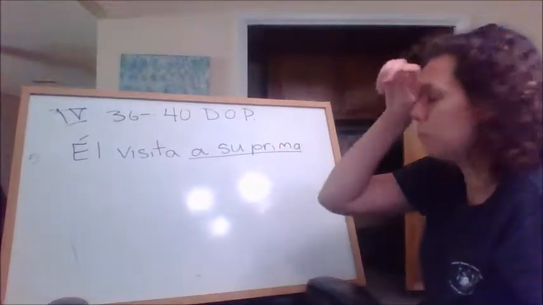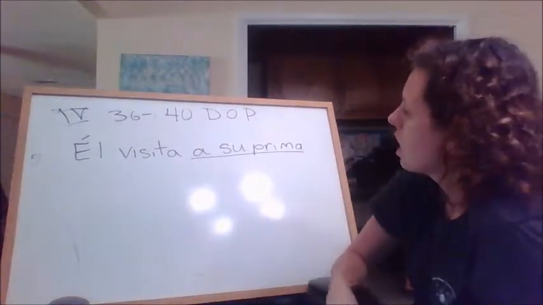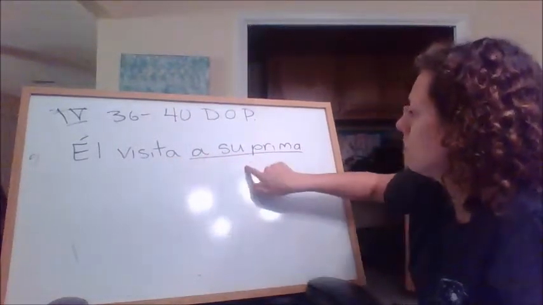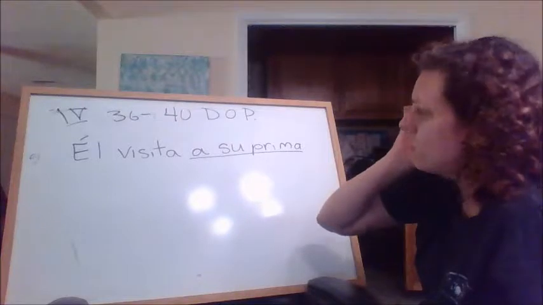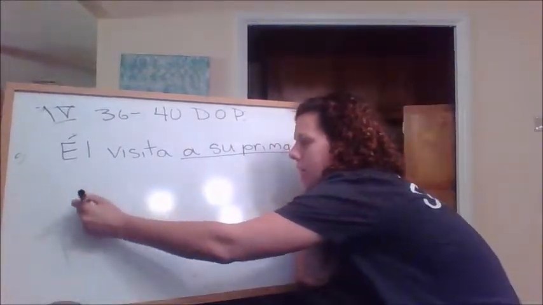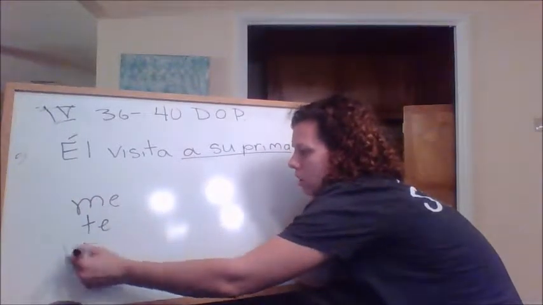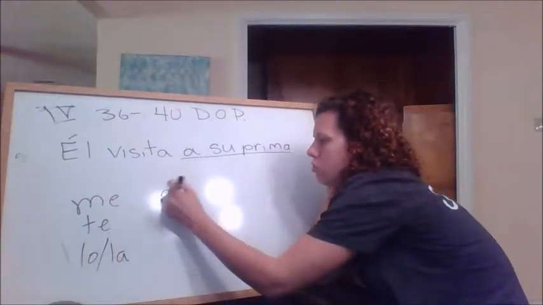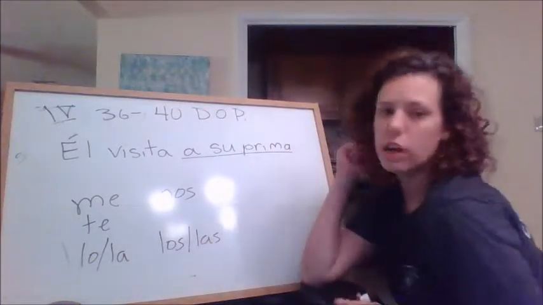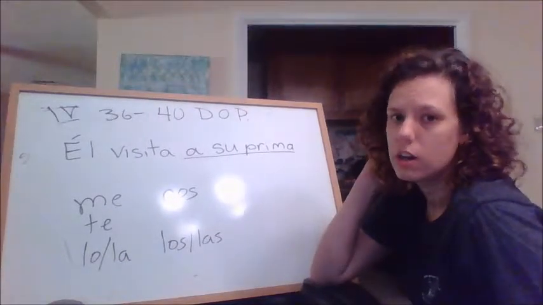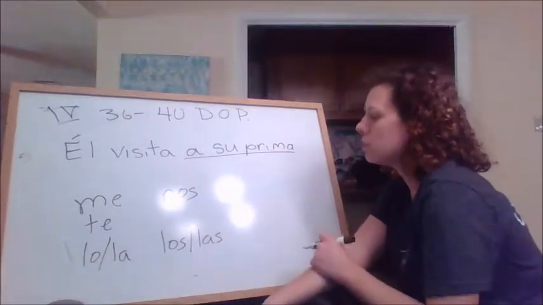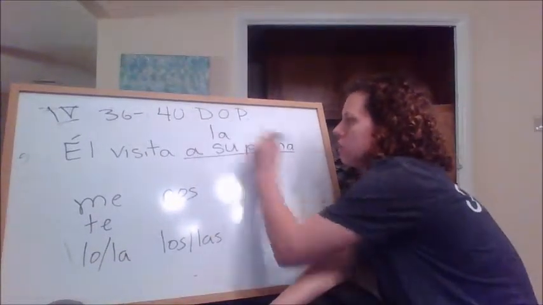Él visita a su prima. Okay. So this is a direct object, right? Who does he visit? His cousin. So we have to figure out which direct object pronoun to use. Remember that they are me, te, lo, la, nos, los, and las. All right. So with direct objects, you have to think about the gender. Now this is a prima, which means that it's a girl cousin. So that means that we have to use la as our direct object pronoun.